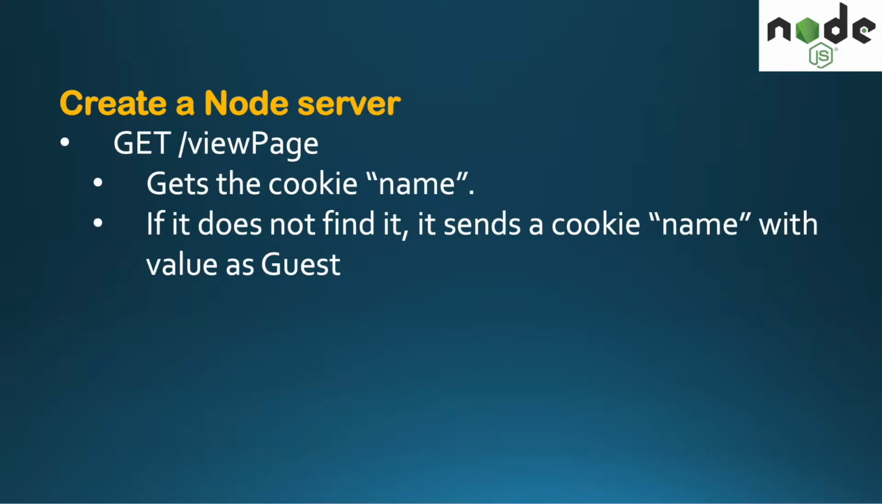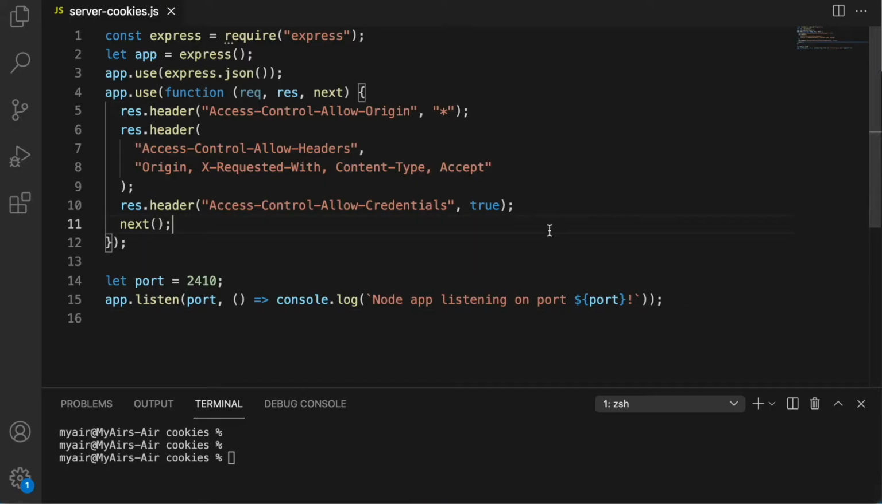So let's create a simple Node server wherein we do a get on /viewpage. So that's the URL. And it gets the cookie name. And if it does not find it, it sends a cookie called name with the value as guest. Once we start doing it, we'll get to understand all this terminology that has been discussed here. So let's go back to our VS Code and start doing it. Here in my VS Code, I have standard boilerplate code for Express. And now let us start writing the code for this exercise.